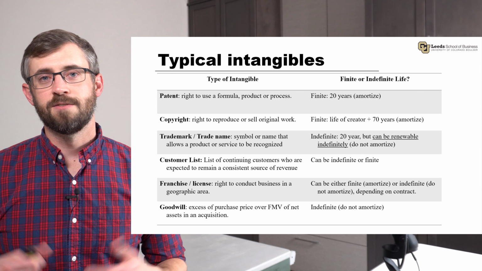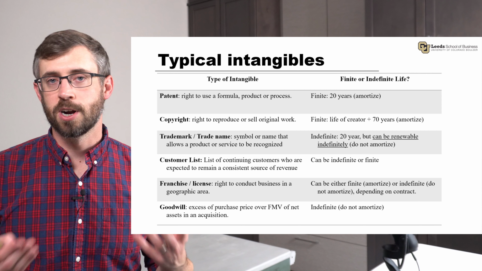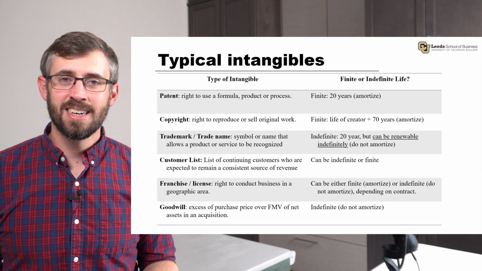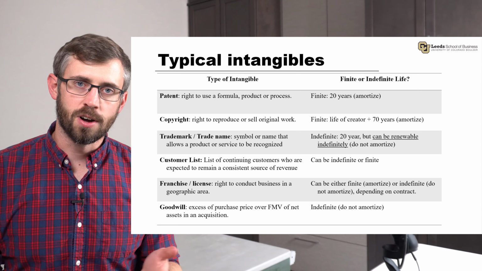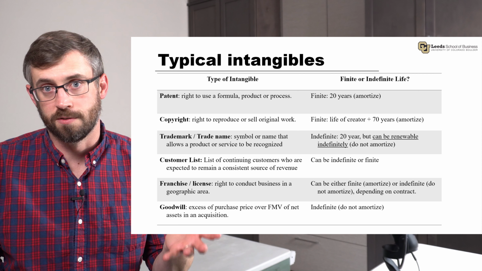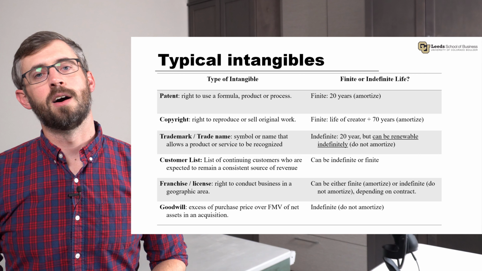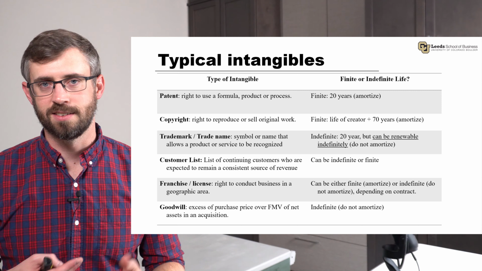or whether we just test it for impairment under an indefinite life scenario. And finally, goodwill, which is the excess of our purchase price over the fair market value of the net assets that we're buying. That's going to have an indefinite life, right? There's no legal contract on how long that amorphous goodwill asset can last. And so we're going to treat it as an indefinite intangible asset, and it's going to have its own rules for testing for impairment.